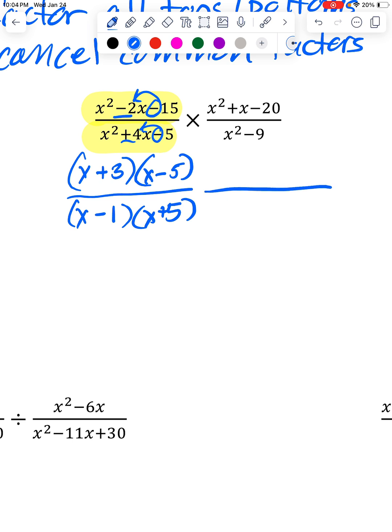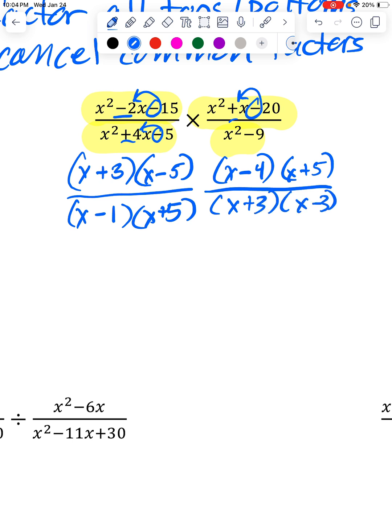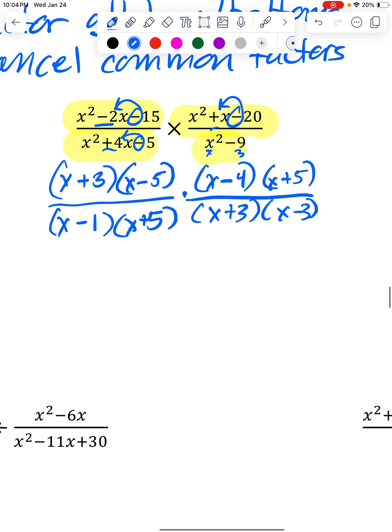For the top right, I'm going to have to find 20 in a way that subtracts to be 1. So I'm going to use 5 and 4. To get a positive 1, I'll need a positive 5 minus 4. And then the bottom right, that is the difference of 2 squares. And you just got to kind of get to a point where you're getting good at that. So you know, hey, that would be the sum and the difference of what x squared and 9 are the squares of. So this is the square of x and this is the square of 3. So this is all multiplied.